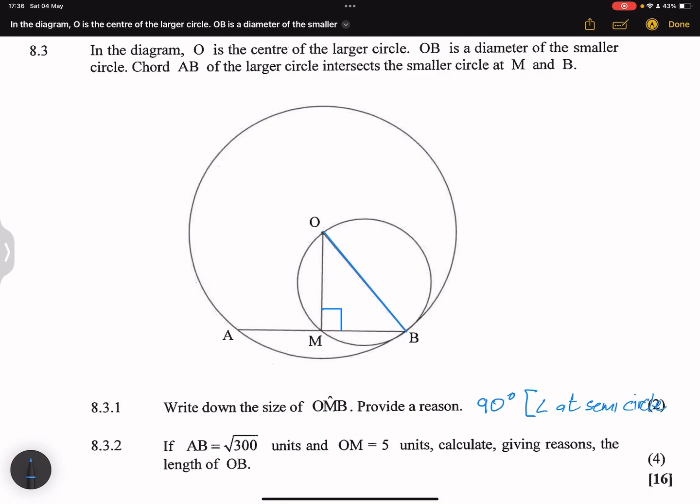Okay, right. And then they say if AB is, all right, so AB is that entire chord there on the larger circle. So that's square root of 300. And OM is 5. So OM is 5 there. And they say calculate, giving reasons, the length of OB. Right, so we want the length of OB, which is this guy over here.